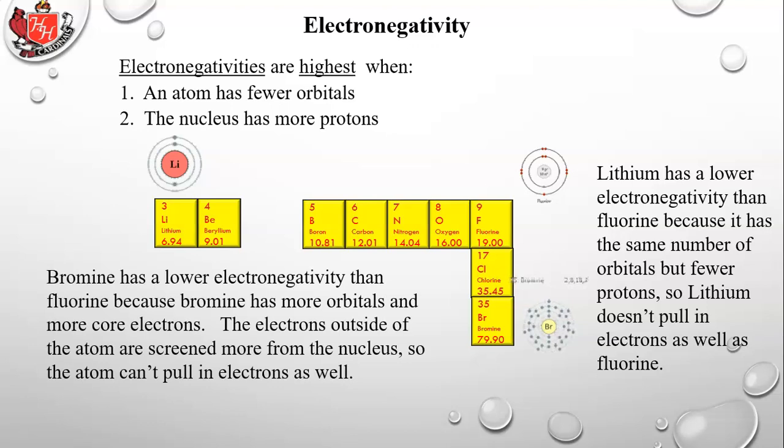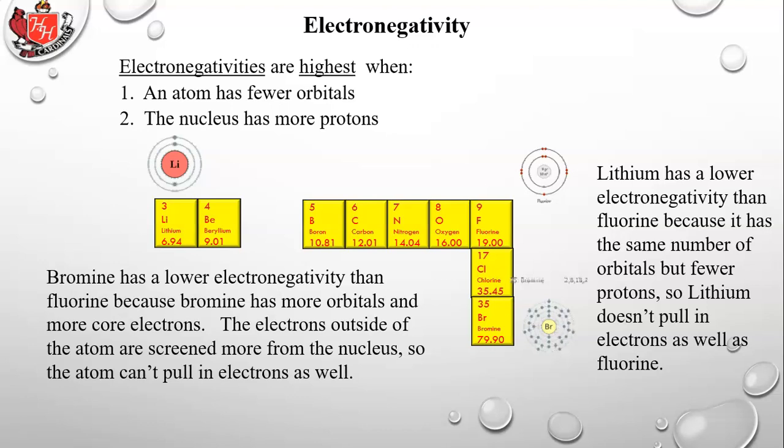Bromine down at the bottom there has a lower electronegativity than fluorine because bromine has more orbitals and more core electrons. The electrons outside of the atom are screened more from the nucleus, so the atom, that is bromine, can't pull in electrons as well. So again, the trend is as you go from left to right across a row, the driving force is the number of protons. Fewer on the left, more on the right, so the atoms on the right side of the periodic table will pull in electrons better, will have higher electronegativities.